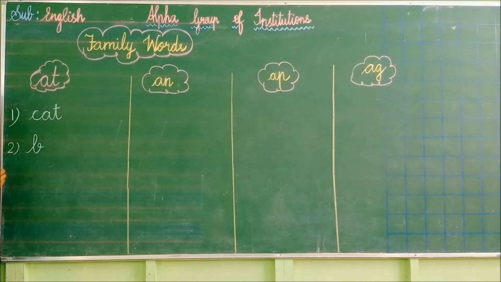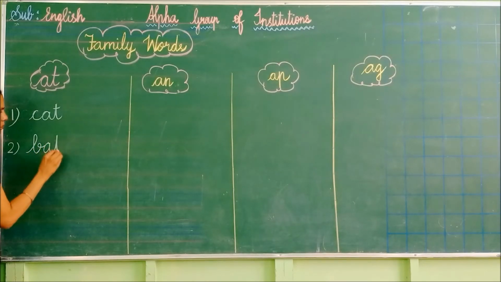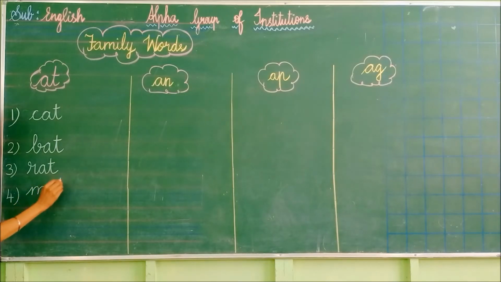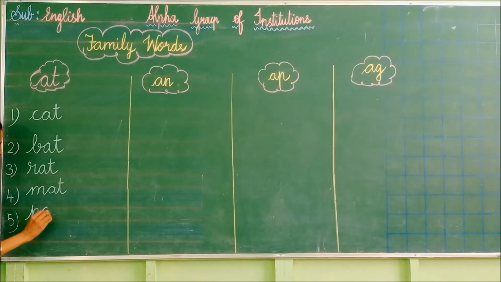B, at. Bat. Next one. Rat. R, at. Rat. Mat. M, at. Mat. Next one. Pat. P, at. Pat.